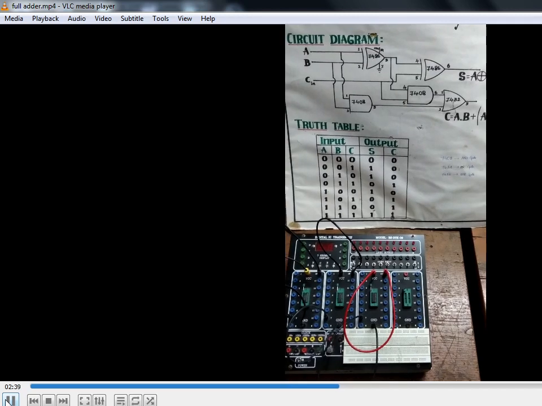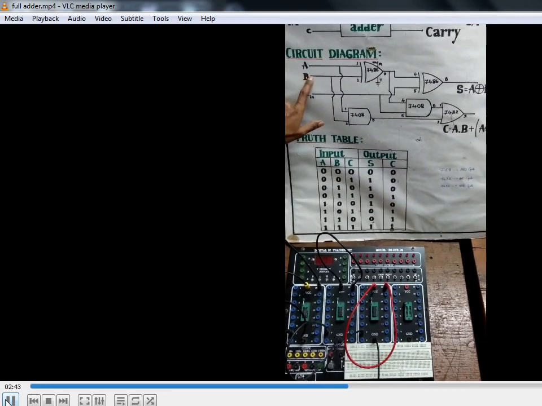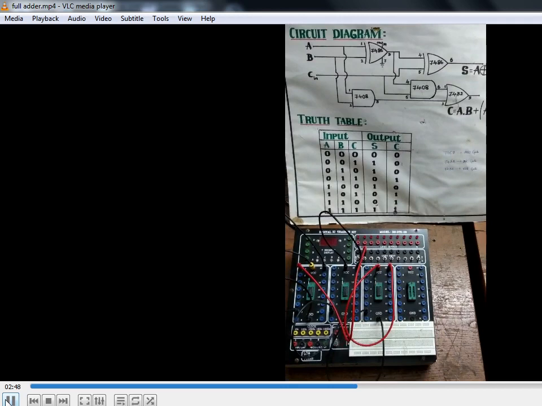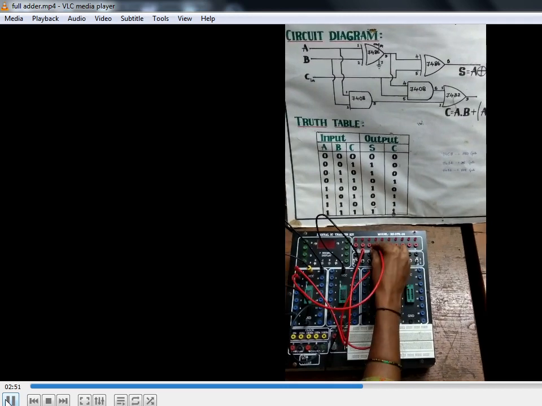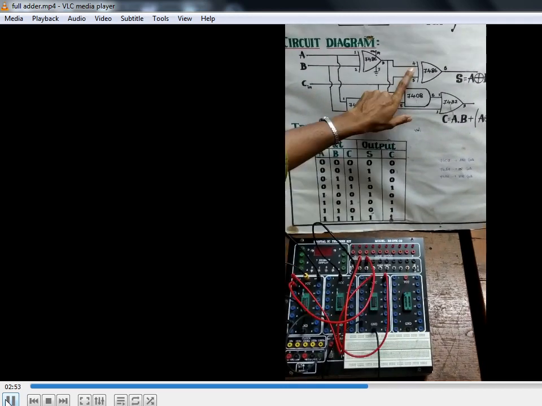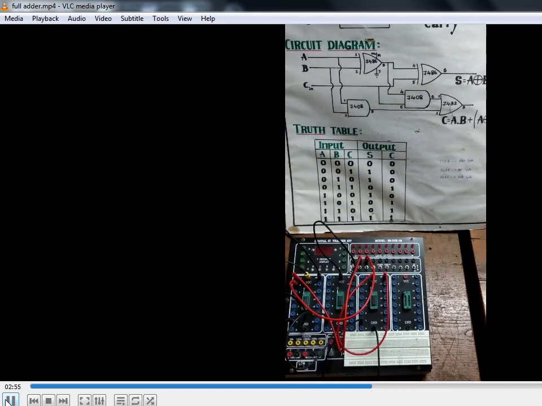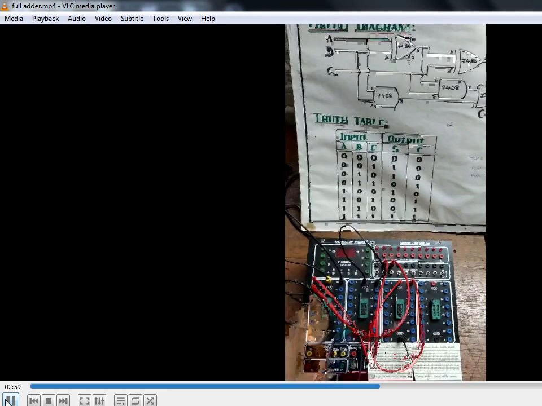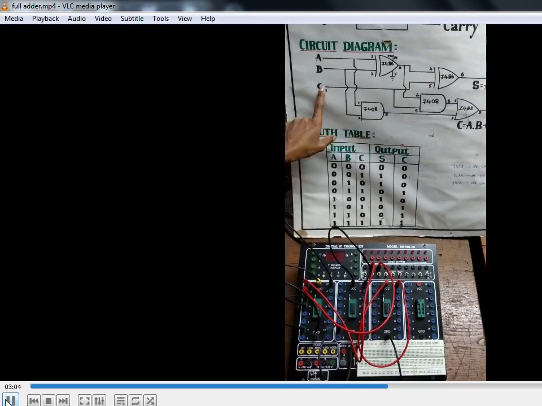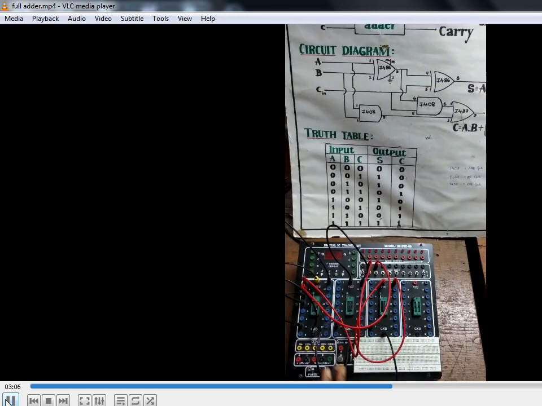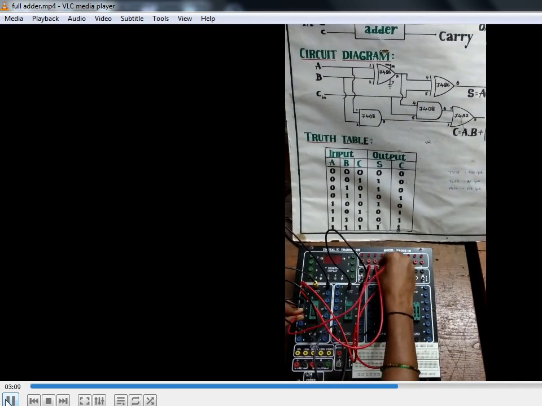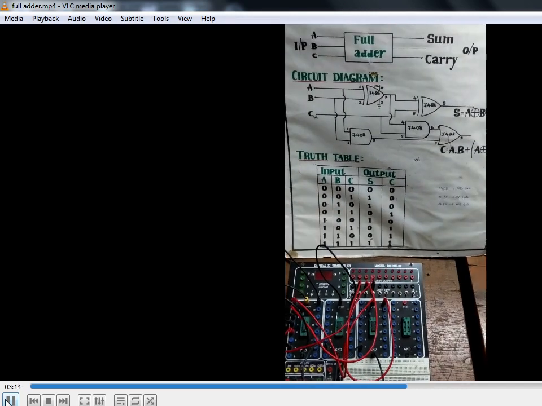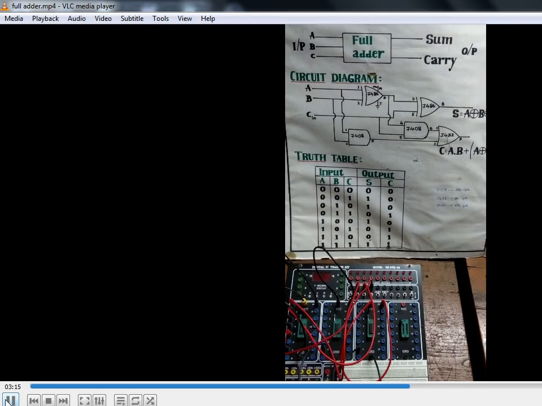Pin number 1 and 2 of XOR gate are connected to the input terminals. Pin number 1 is connected to the input terminal. Pin number 2 is also connected to the input terminal. Pin number 3 is connected to pin number 4 of the same gate. Pin number 5 of XOR gate is connected to C input. So these three are the input terminals. Pin number 6 of XOR gate is the sum output.